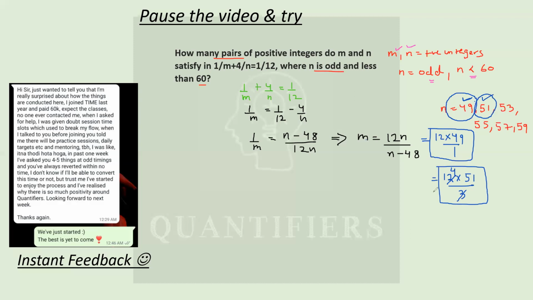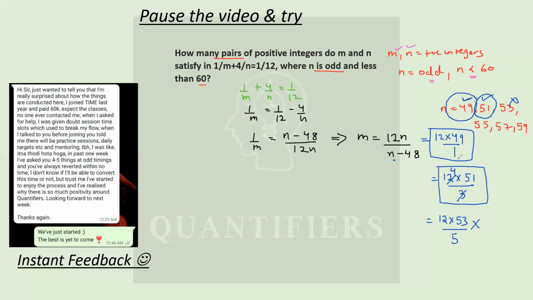Now let's check for 53. So if I put n is equal to 53, what will I get? I'll get 12 into 53. And now in the denominator, we'll have a 5. Now students, you can see the numerator does not have a multiple of 5. So if the numerator does not have a multiple of 5, this will never give an integer. It will not give an integer at all. So that means 53 is not possible.